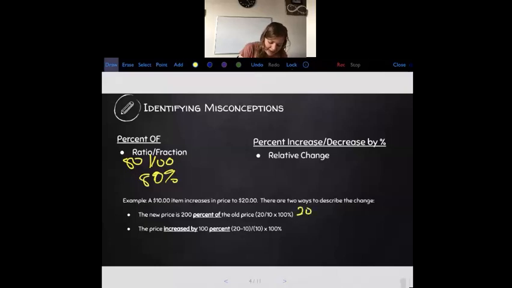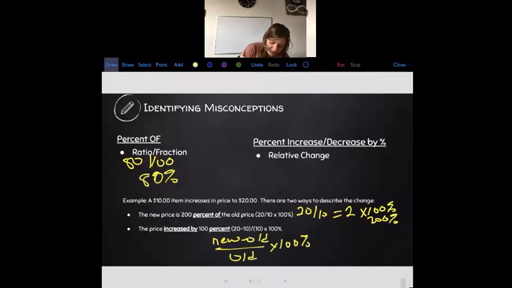And to get that, we would set up our fraction. 20 over 10 is 2, and then times 100% would give us 200%. So that's why you can say that the new price is 200% of the old price, using of, or a fraction or ratio. The second way to describe it is percent increase. So the price increased by 100%. So when we're talking about this, we would take our new minus old, divided by old, times 100%. And that's what I have written here. And this would give us 1 times 100%, which means a 100% increase.